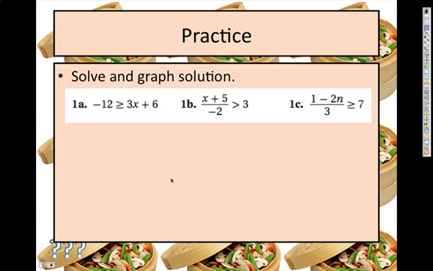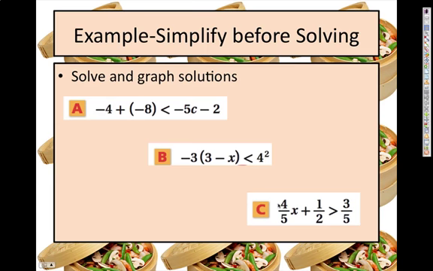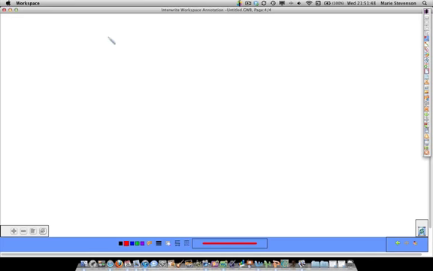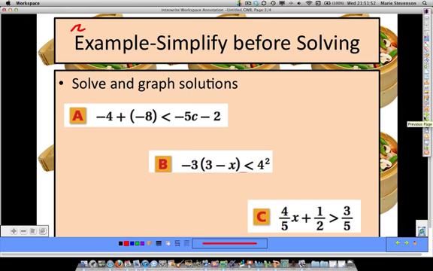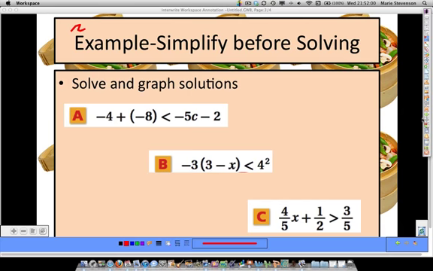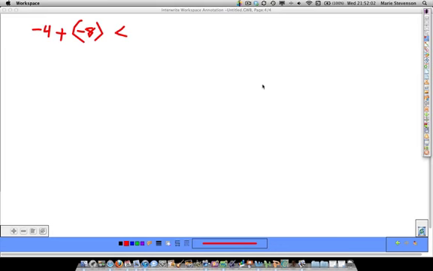Alright, so let's move on to some more examples. We're going to do all three of these. Okay? So let's start with the first one. We'll call these example 2. So we have 2a, 2b, 2c. So, starting with 2a, we have negative 4 plus negative 8 less than negative 5c minus 2.